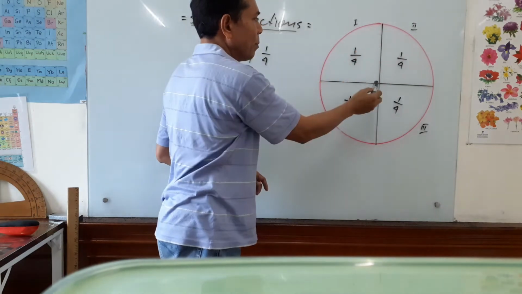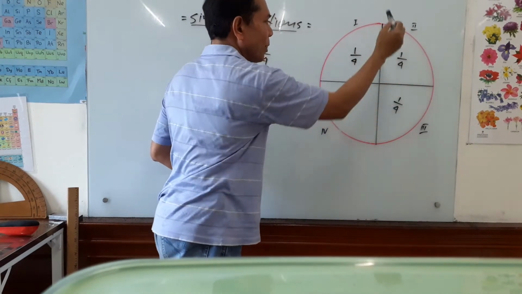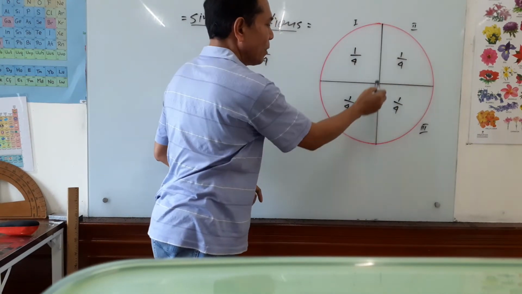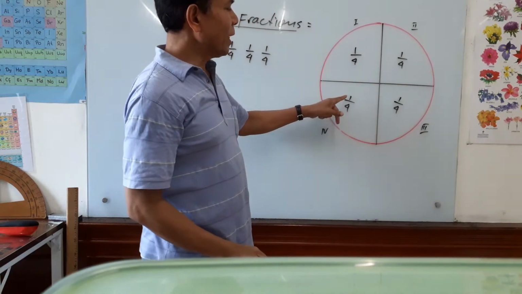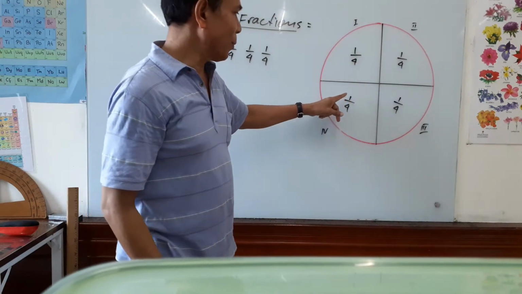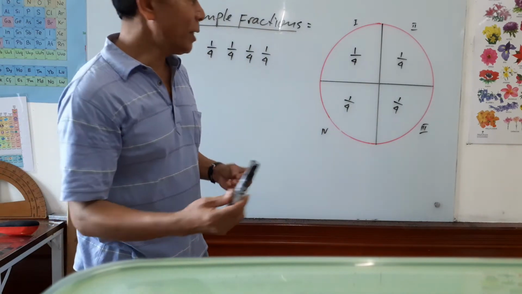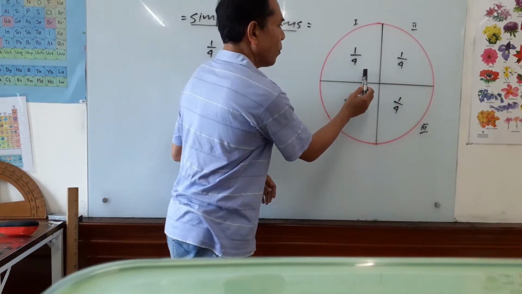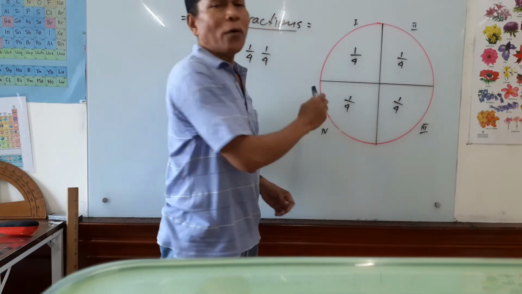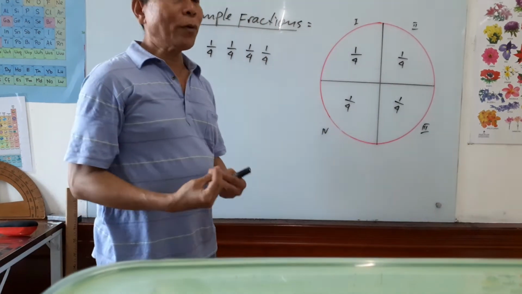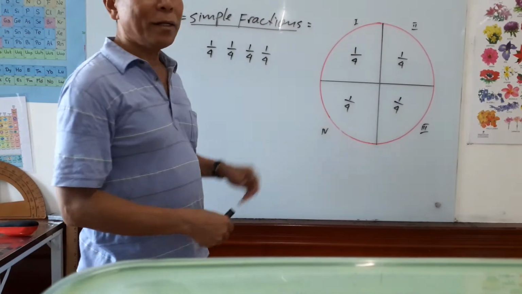Okay, this one piece only, this one piece only, this one piece only, this one piece only. We name that as our numerator. So 1, 1, 1, 1. And 4th, once again, it's 1, 2, 3, 4. 4. So we name that as our denominator.